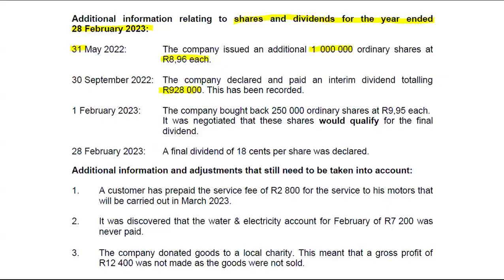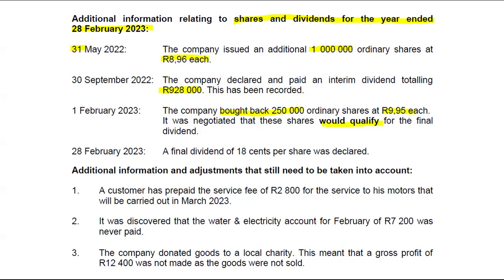Done with that. On the 1st of February, the company bought back 250,000 ordinary shares at 9 Rand 95 each. So that 9 Rand 95 represents the buyback of shares, right? It was negotiated that these shares will qualify for final dividends. Highlight that.